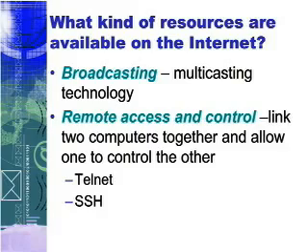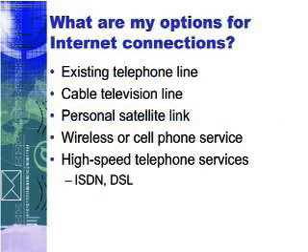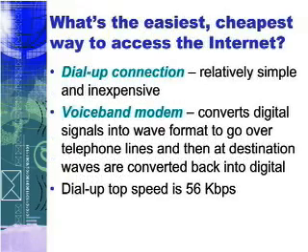To take advantage of everything the internet has to offer, you have to establish some sort of communication link between your computer and the internet. Possibilities include using your existing telephone line, a cable television line, a personal satellite link, wireless or cell phone service, or high-speed internet connection. Many people literally dial up the internet using an existing telephone line. This type of connection, often referred to as a dial-up connection, is relatively simple and inexpensive because the necessary equipment and software are pre-installed on most new computers.